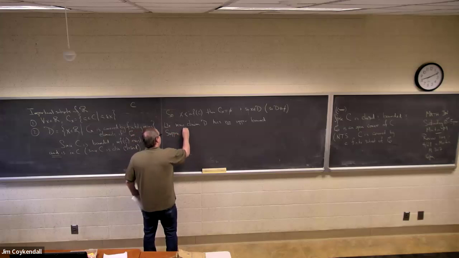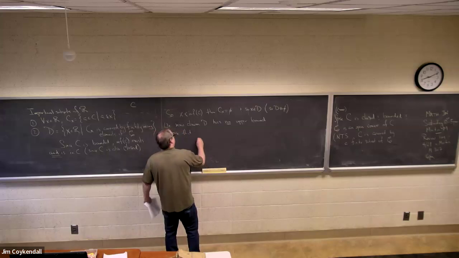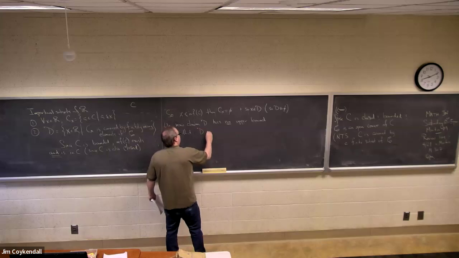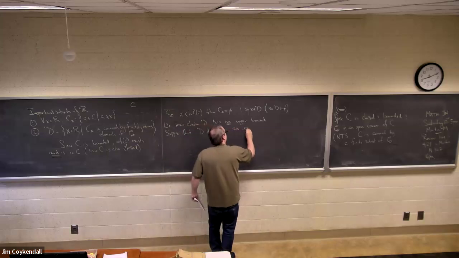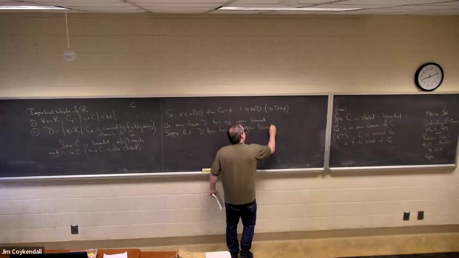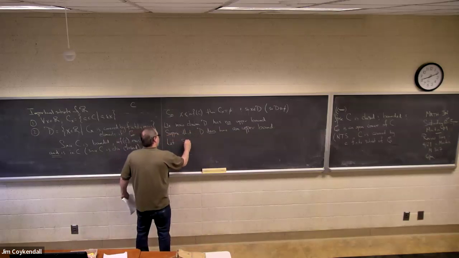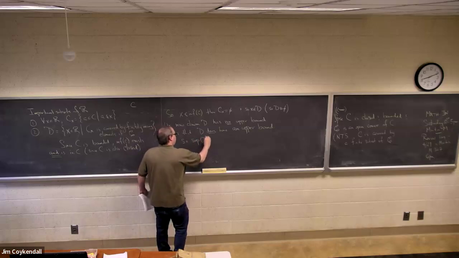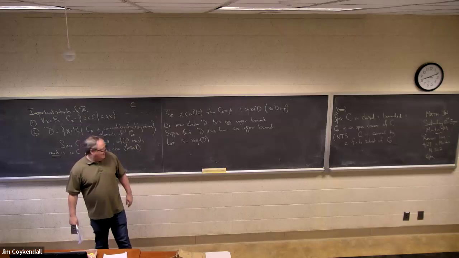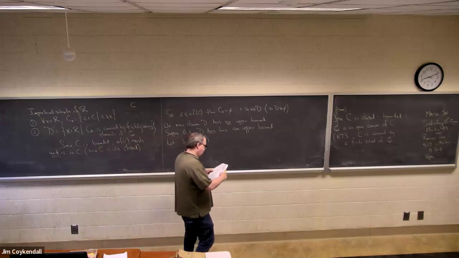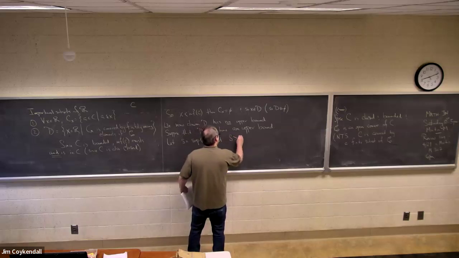Suppose, by way of contradiction, that D does have an upper bound. And so it's got a supremum in that case. So if it's got an upper bound, then it's got a supremum. Supremum is the least upper bound. That's an element of R. Now, let delta be bigger than 0.